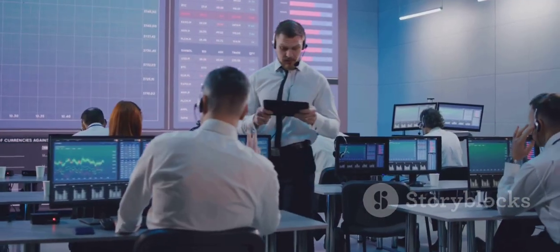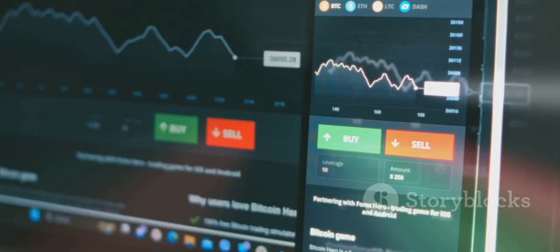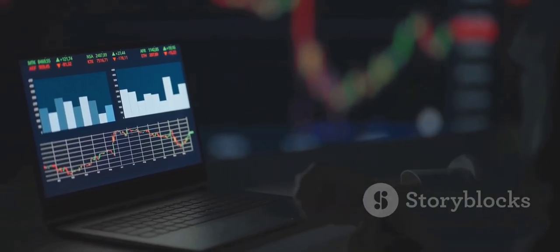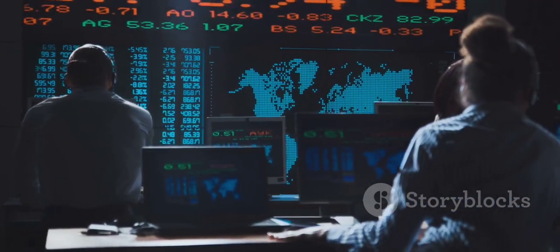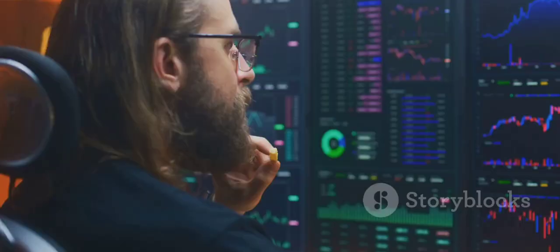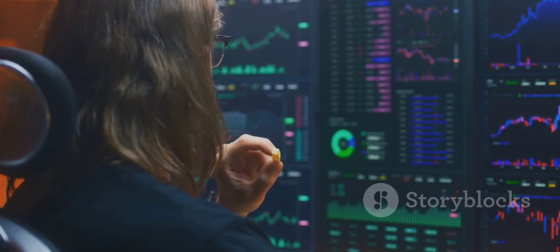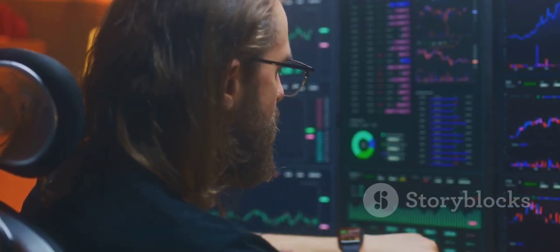Traders use algorithms for many reasons. Speed is a major advantage. Algorithms can analyze data and execute trades much faster than humans. This is crucial in fast-moving markets. Another advantage is accuracy. Algorithms reduce human error because they follow predefined rules consistently.